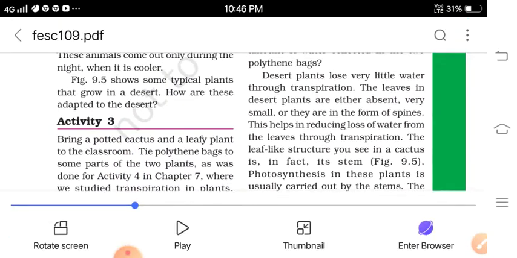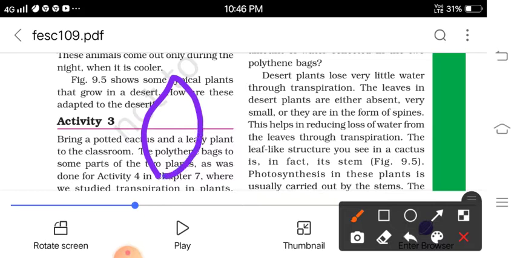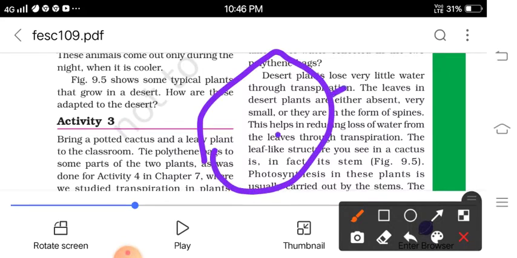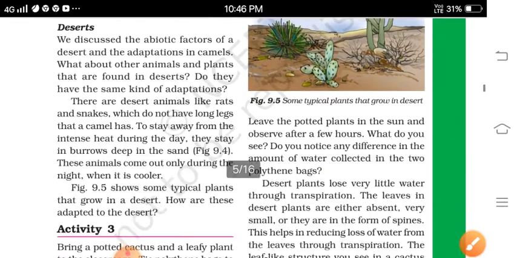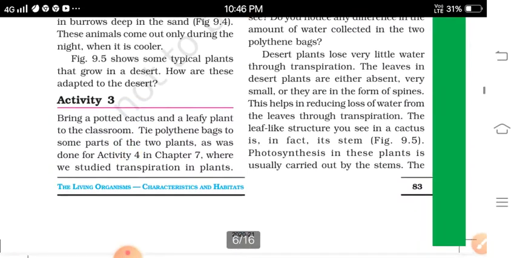Desert plants lose very little water through transpiration. Why? What is transpiration? From the leaves, through the stomata, which are small pores, water comes out in the form of water vapor. This process is known as transpiration. In the desert, the leaves are very small or in the form of spines. Because the leaves are small, very little water gets out through them.